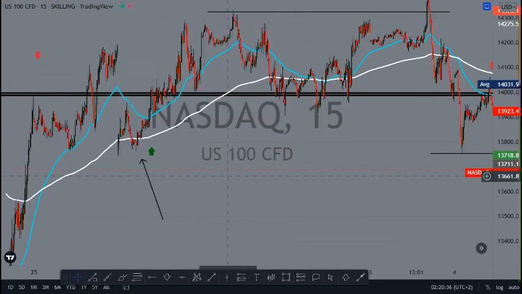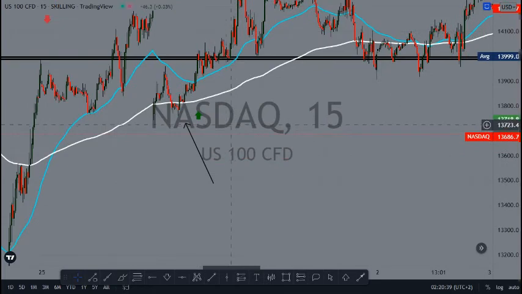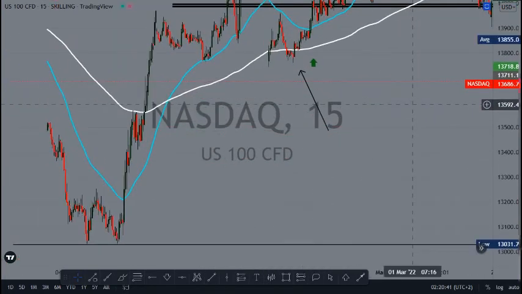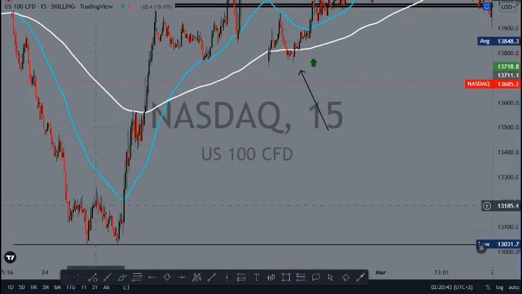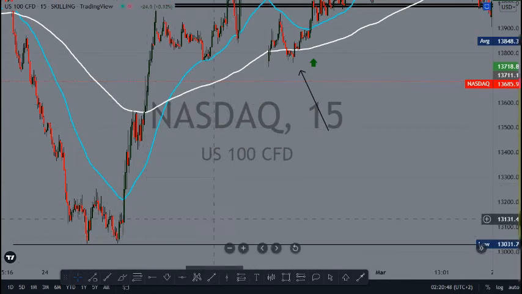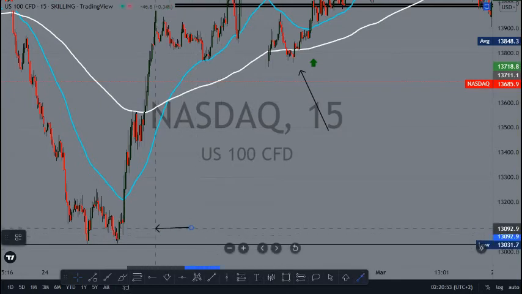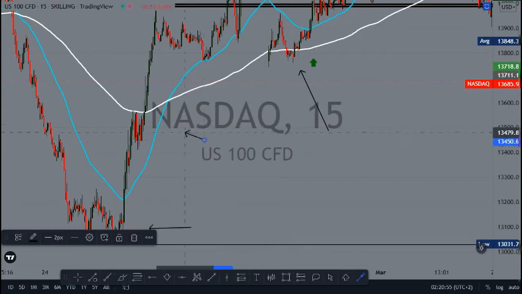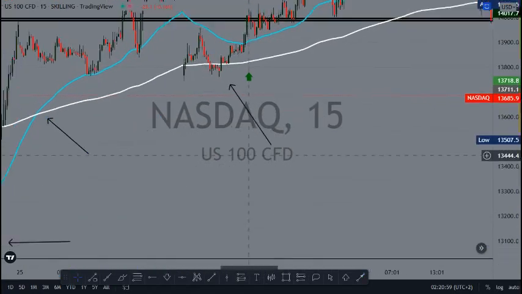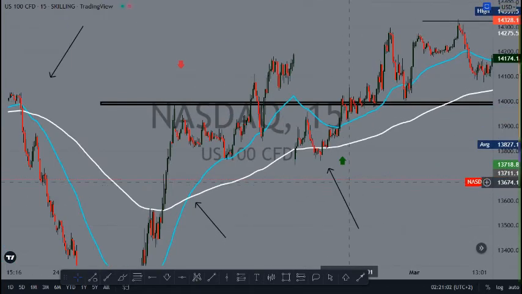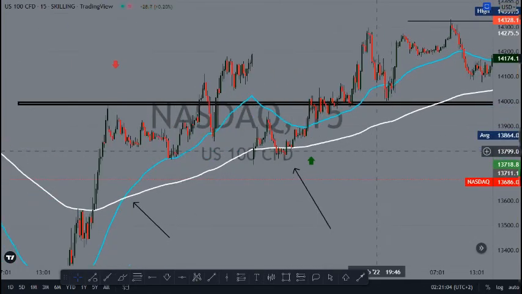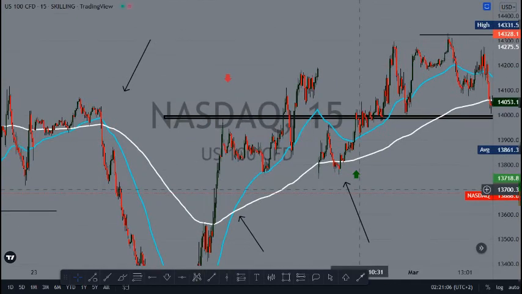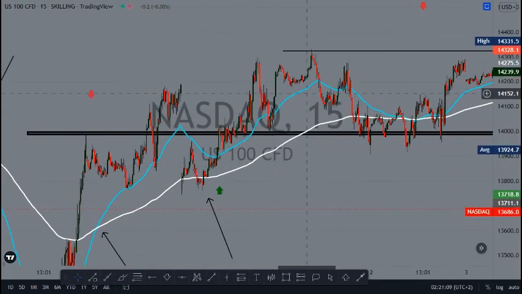So I see another 200 bounce at this area, see another 200 bounce at this area, and we can see we have a nice W with a 50-200 cross here. Let me show you, we have a nice W here, and then we have our nice 50-200 cross, and then after the 50-200 cross you can see the market came to this area and then bounced to the 200, and from there on the market shot up.